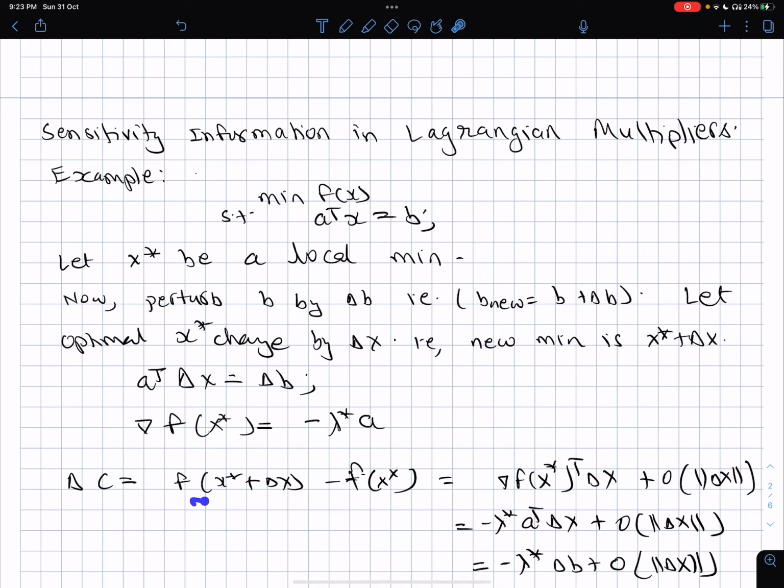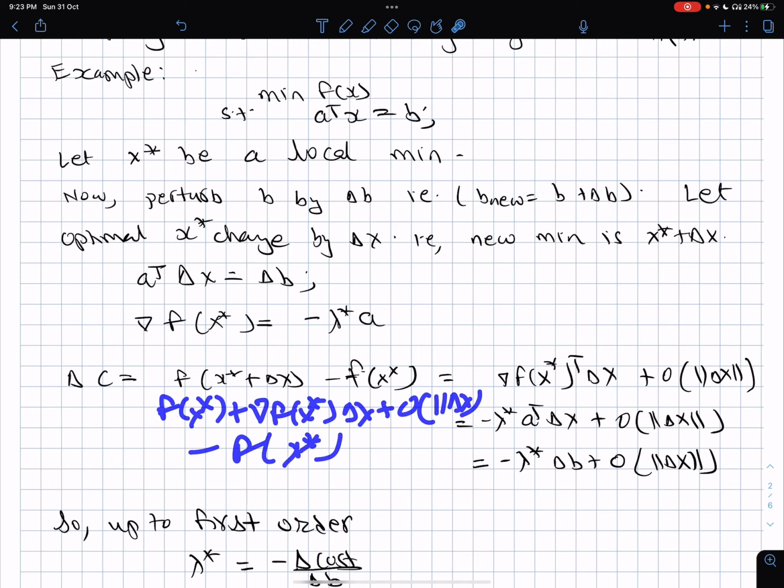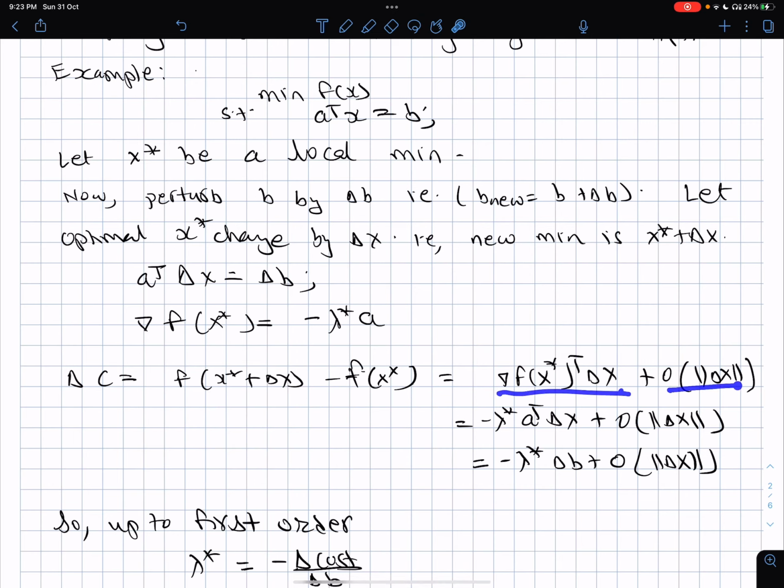So the cost function will change by f of x star plus delta x minus f of x star, which is the same as, if I do a Taylor series expansion up to the first term only, and remaining terms I am clubbing as error of the order of the norm of delta x. Then you can see that this can be written as f of x star plus gradient of f at x star transpose delta x plus order of error in terms of delta x minus f of x star. So this and this go, there is a transpose sitting here, so you get this term and this term.